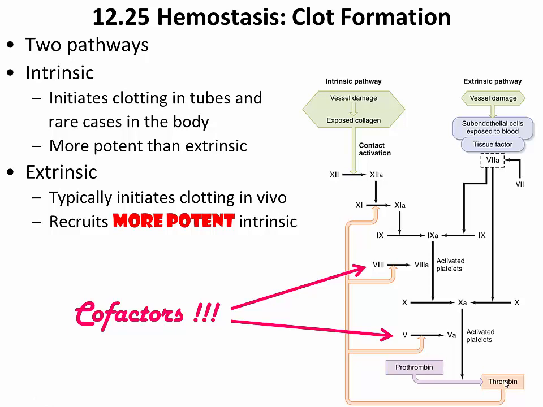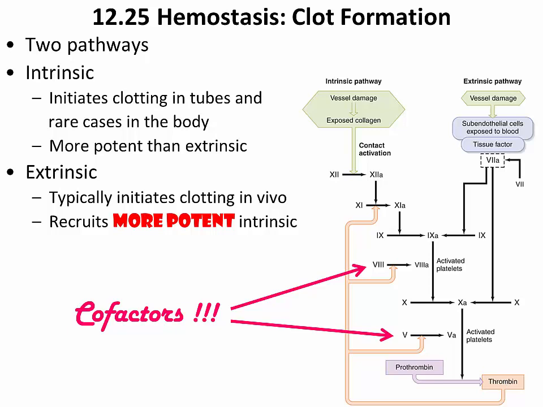A couple of different factors that convert, a couple of different enzymes, as we saw in the previous slide, that are activated and eventually lead to the conversion of prothrombin to thrombin, the active form of the enzyme that's actually going to convert fibrinogen into fibrin and lead to the formation of a blood clot.